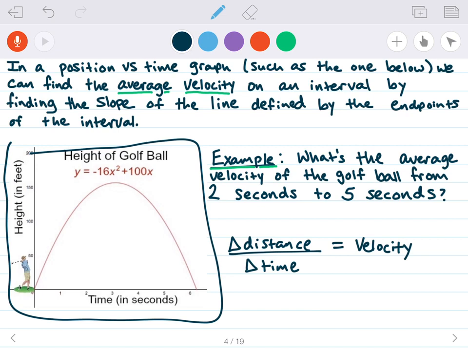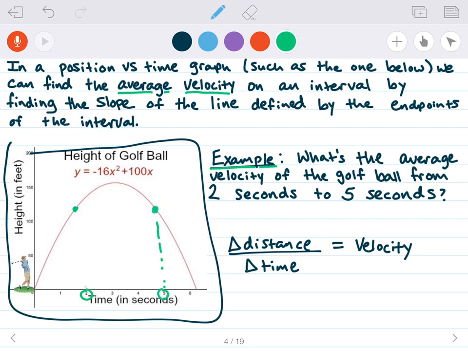So the first example, what is the velocity of the golf ball from 2 seconds to 5 seconds? We go to x equals 2, and I'm just going to draw a little dotted line up here. We're not sure what that y value is, but we're going to figure it out soon. That's my first endpoint. My second endpoint is at 5 seconds. On the curve, it looks like 5 seconds is about right here.